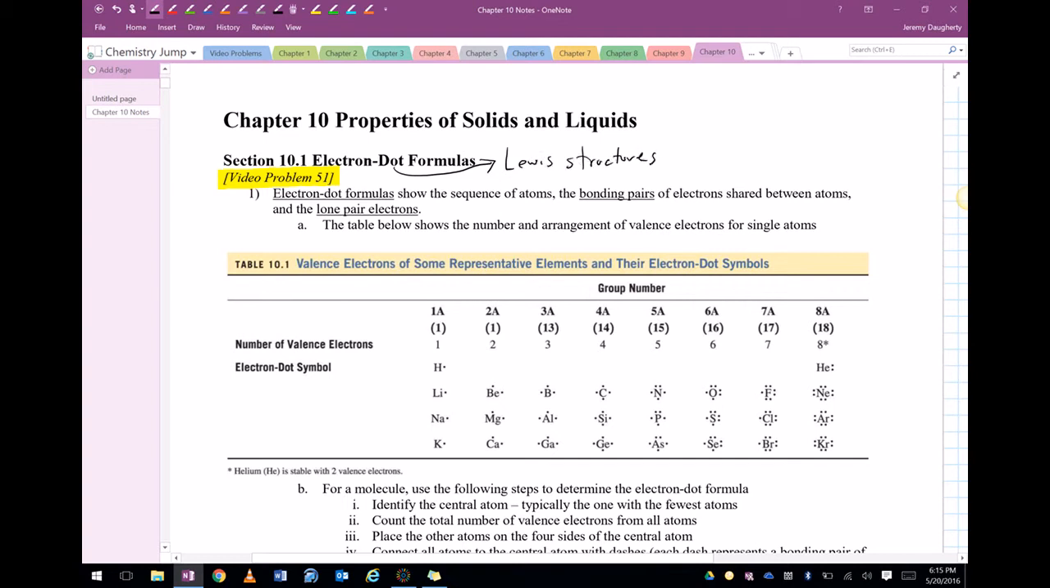Basically what they show is how all the atoms are connected in a covalent bond. So we're mainly talking about covalently bonded molecules here. And what they show are the bonding pairs, which are the electrons that are being shared between atoms, and then the lone pair electrons, and those would be electrons that are not shared between atoms.